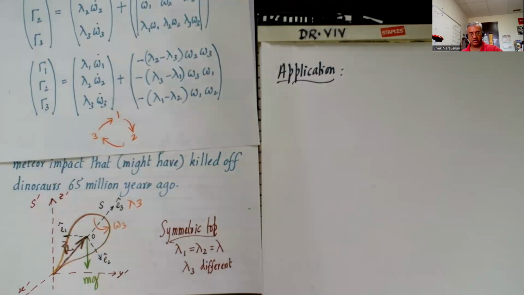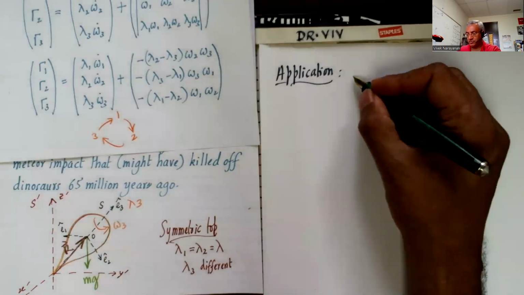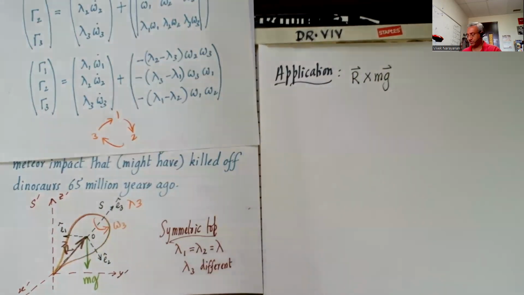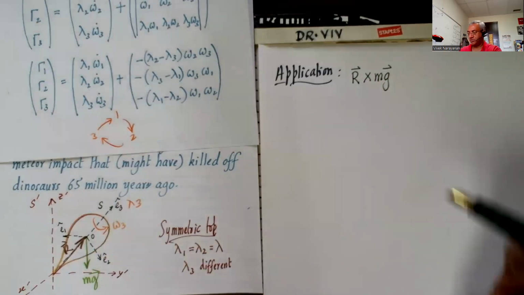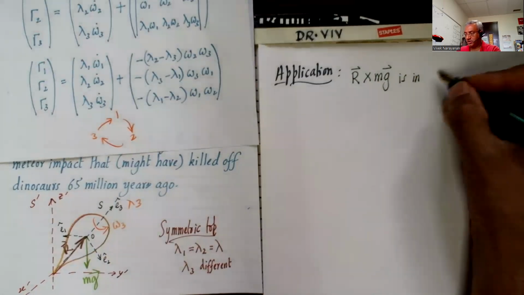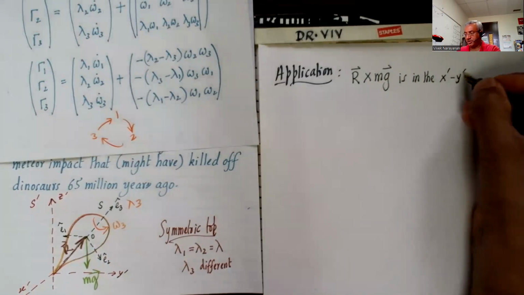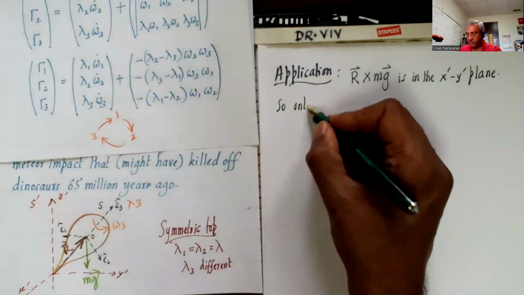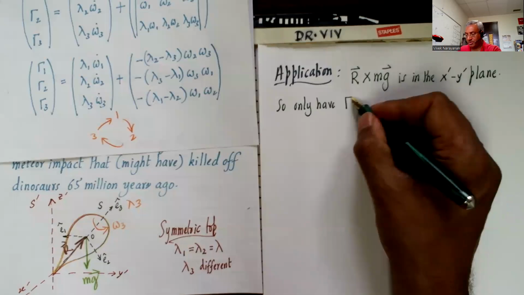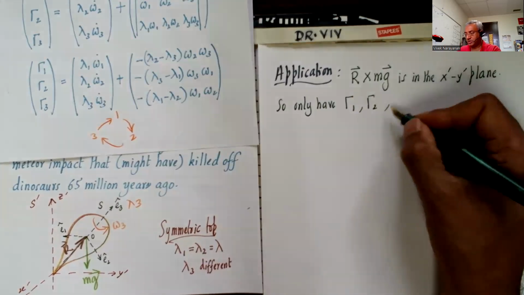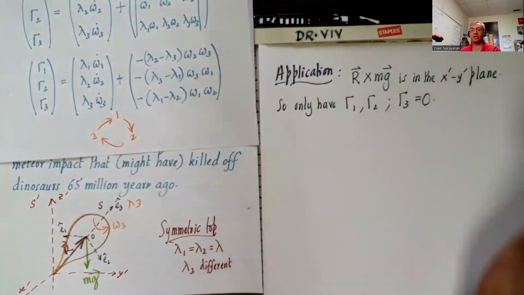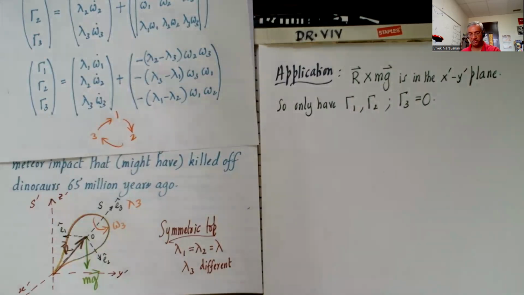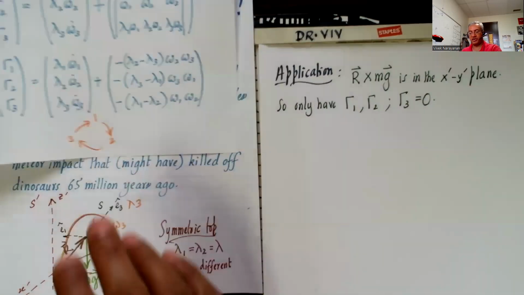So we'll write that here. R cross mg, g as a vector, is in the x prime, y prime plane. So you only have torque components gamma 1 and gamma 2, and gamma 3 is 0. Let's use that in the third Euler equation. So I'm going to get the following simplification.